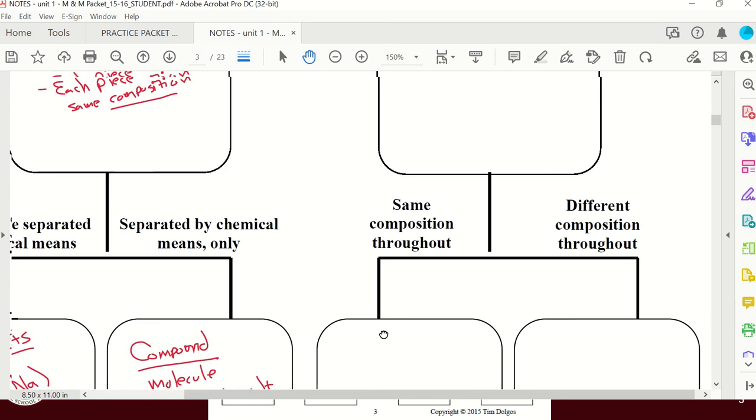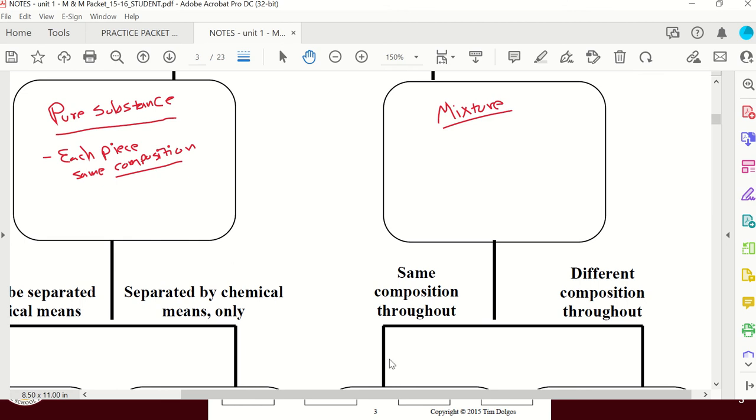We talked about mixtures. Mixtures are things that you look throughout and each piece is different. All right. So if there's a part, there's more than one piece in it. In this case, each piece is different.